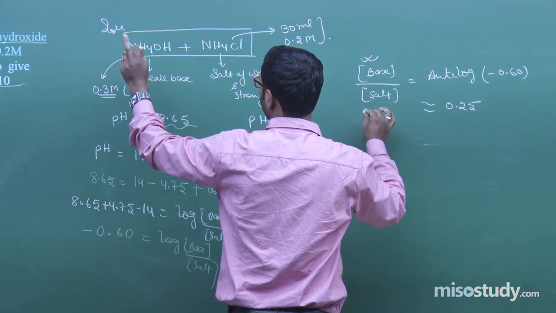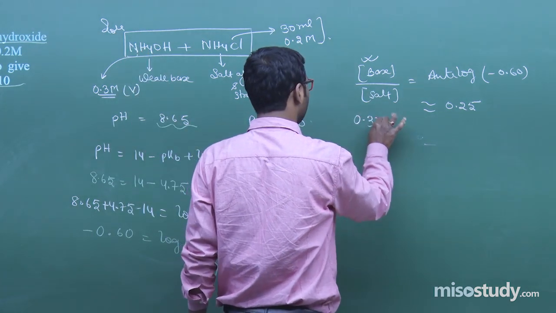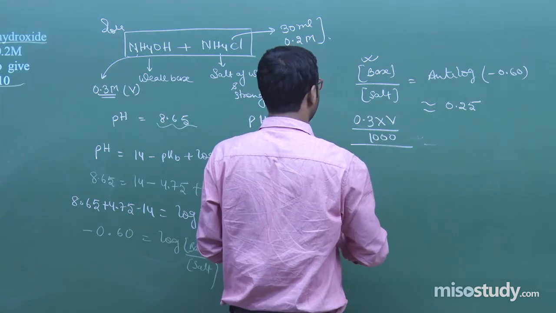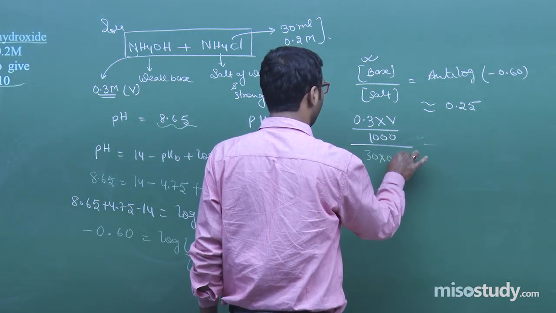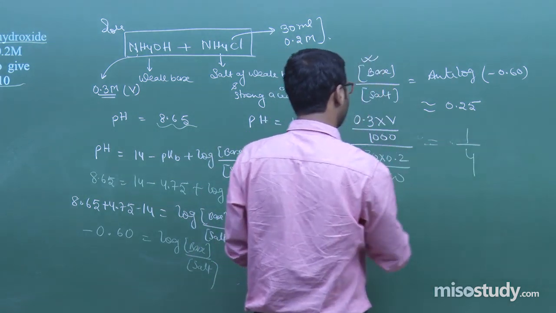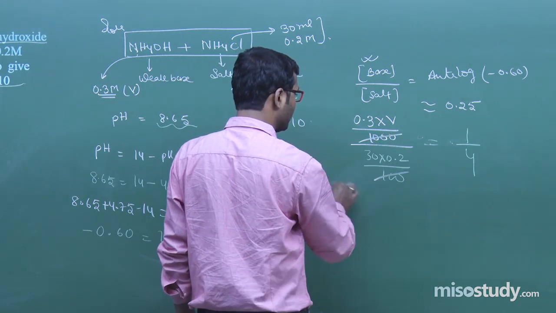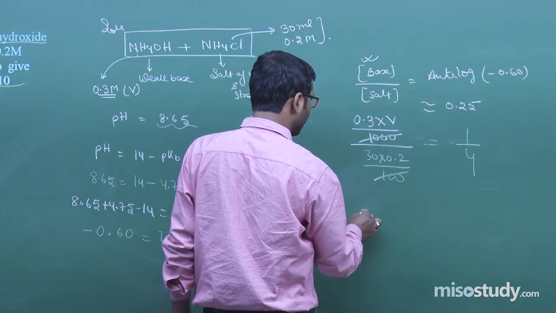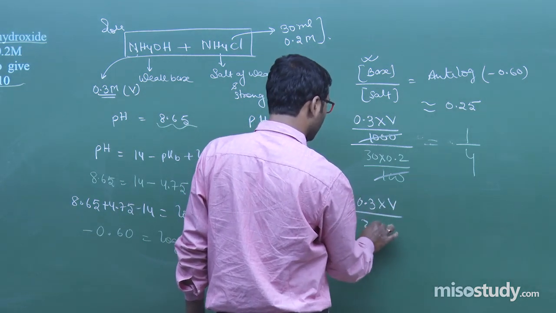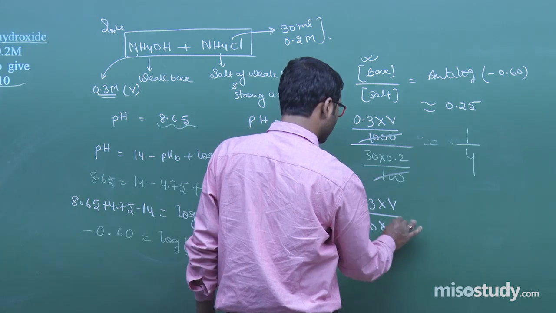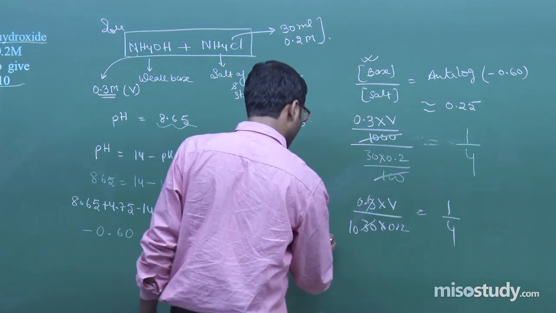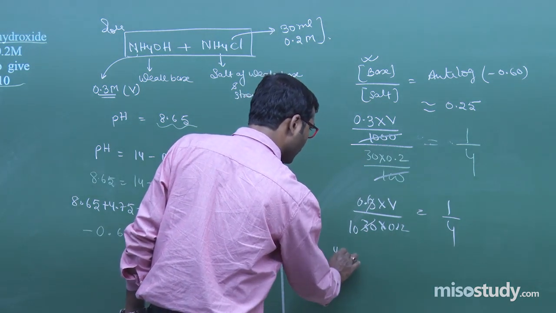So what we have, base upon salt. What is the base? Base is this one, 0.3 into V divided by 1000. What is the salt? That is 30 into 0.2 divided by 1000, which is equal to 1 by 4. This will cancel this one. Now what to do? That is 0.3 into V upon 30 into 0.2. This will cancel this one, that is 10. That is 1 by 4.